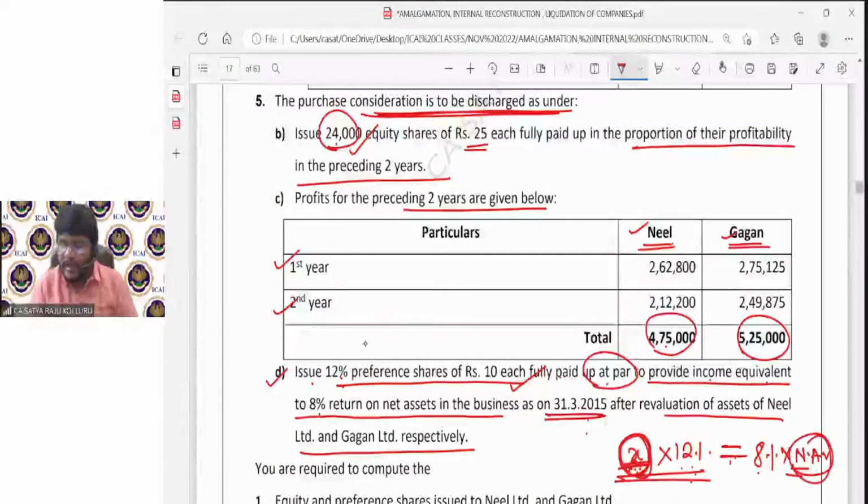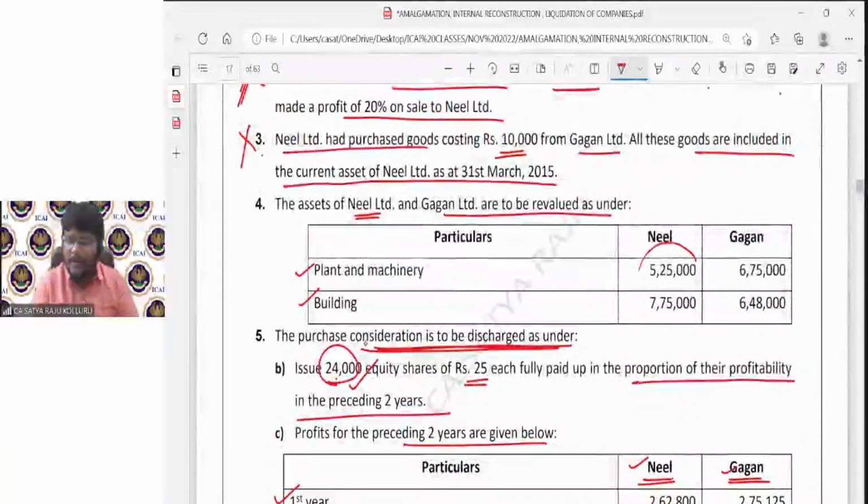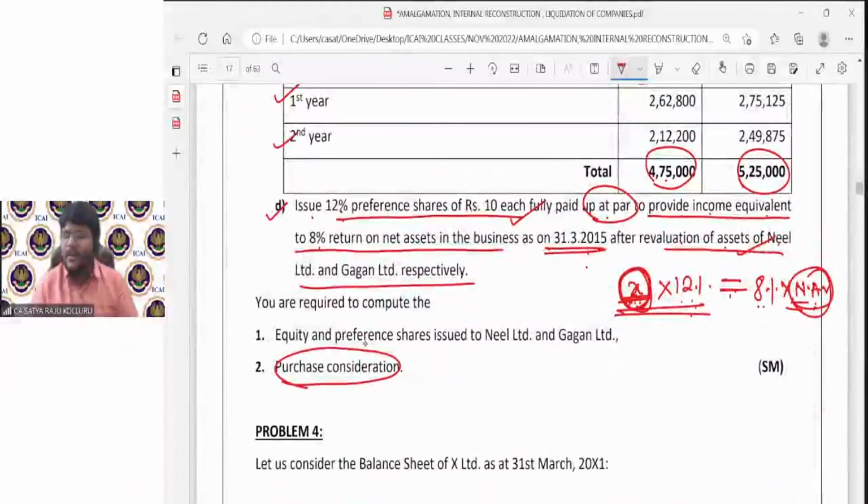Now, how to calculate the net assets after revaluation of assets of Neil Limited and Gagan Limited respectively. That means some of the assets were given now, so the revalued figures you need to consider. For other assets, you can consider the book value, then calculate the NAV. On that, you can apply the 8%, which is equal to X into 12%. X is equal to 8% into net assets divided by 12%. You will get the amount of face value of preference shares to be issued to the selling company as well.